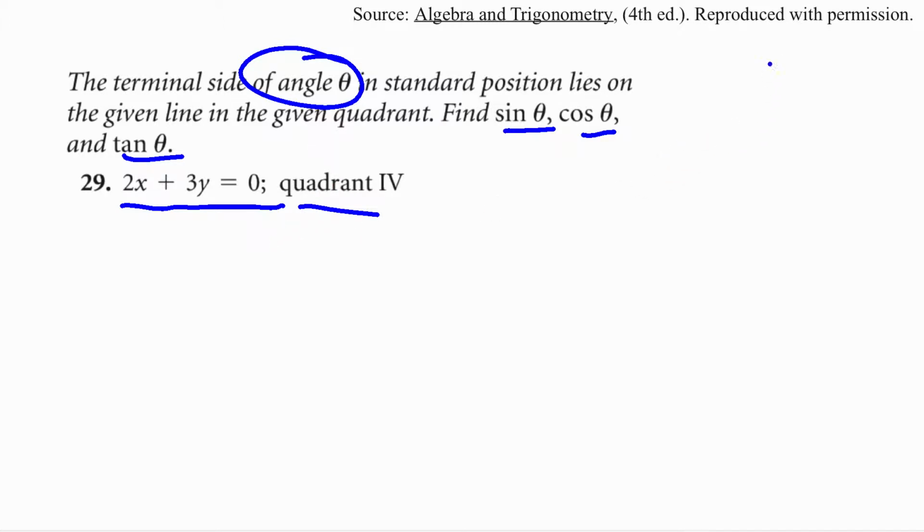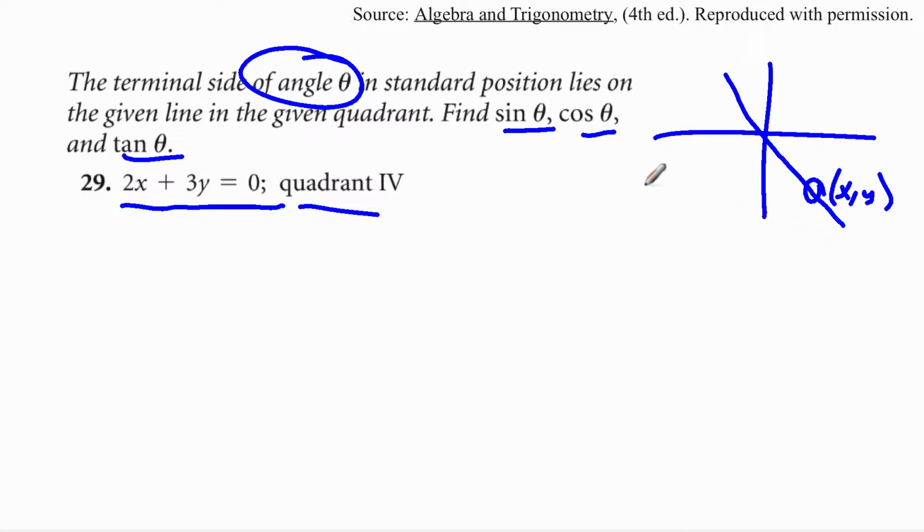So maybe to understand a little bit, here's a quadrant, and then here's the equation of a line. I don't know where this one will be. It'll probably be something like that. So there's our line, and it's in quadrant 4. So what I need to do is come up with some kind of a point on that line so that I have an x and a y value. Once I have an x and a y value, then I can use Pythagoras to figure out the r, or the radius. Okay, so what I do is I just pick any number I want for x or y.